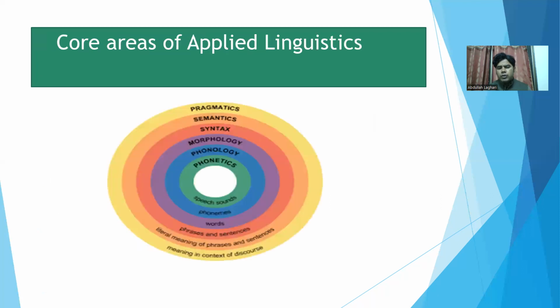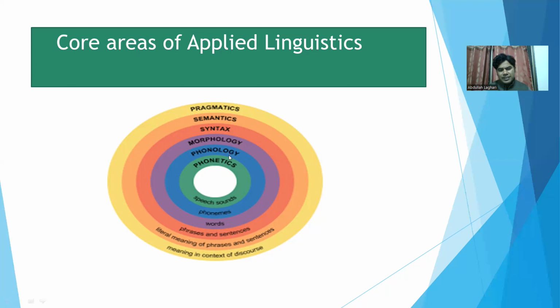Now, I'm going to show you this picture. This will clearly tell you the core areas of applied linguistics. You can see here, the core areas of applied linguistics are phonetics, phonology, morphology, syntax, semantics, pragmatics. Phonetics is very much concerned with human speech sounds, and it is again applied linguistics that will help us to improve our English pronunciation.